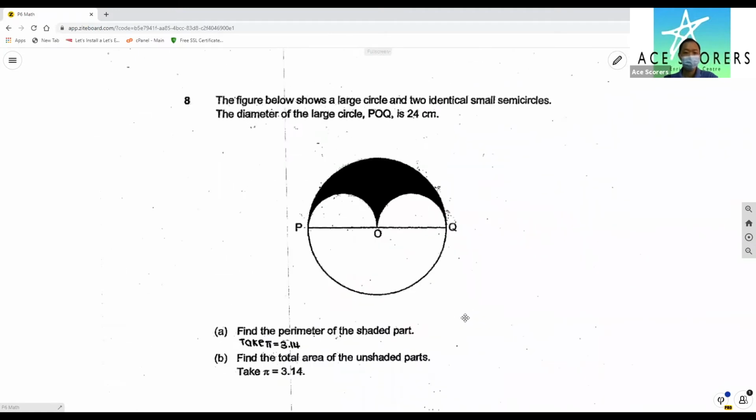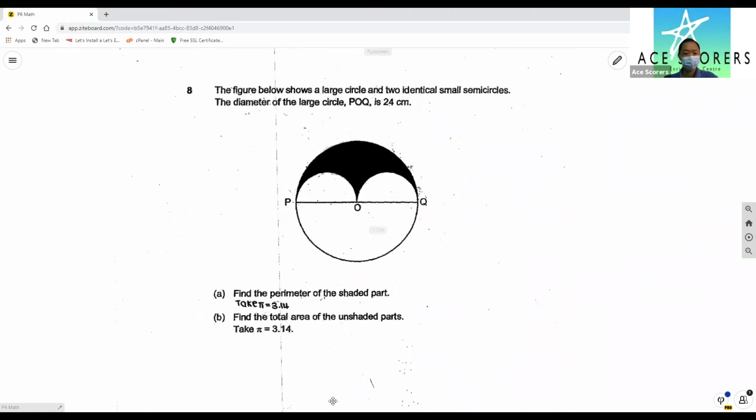Okay, next one, what do I get? 75.36 and 339.12, and 678.24. Question number 8. Do you get this? 75.36, I got both. 339.12, I got both. Okay, so we will go through, yeah? So A, Emma, how about you? All correct. Awesome.